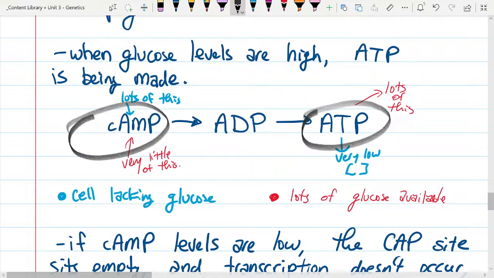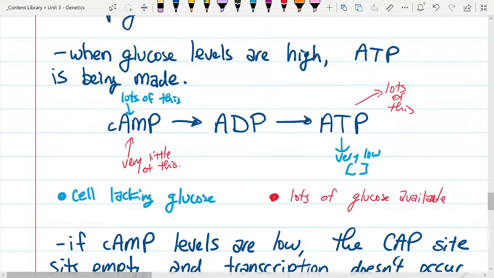Do you see how complicated this is? Right? This is like 6 degrees of separation, where we want to know whether we need to make beta-galactosidase, this enzyme that breaks down lactose. So we need to know, well, is there a lot of glucose available? Because if there's lots of glucose available, we don't need to transcribe this gene. And it doesn't measure the glucose. What it reacts to is actually how much of this stuff is available, and this stuff's availability is related to how much glucose there is.